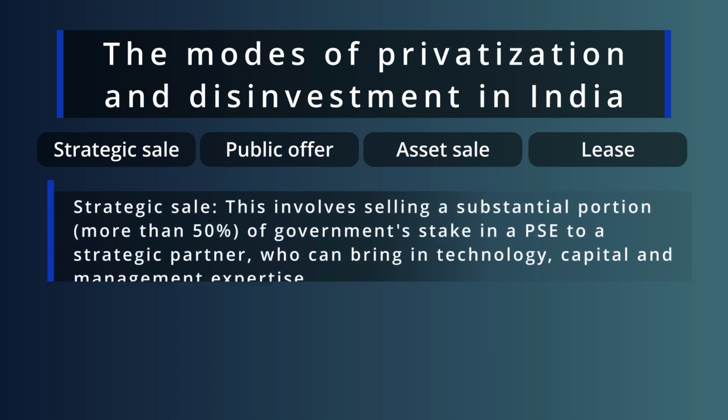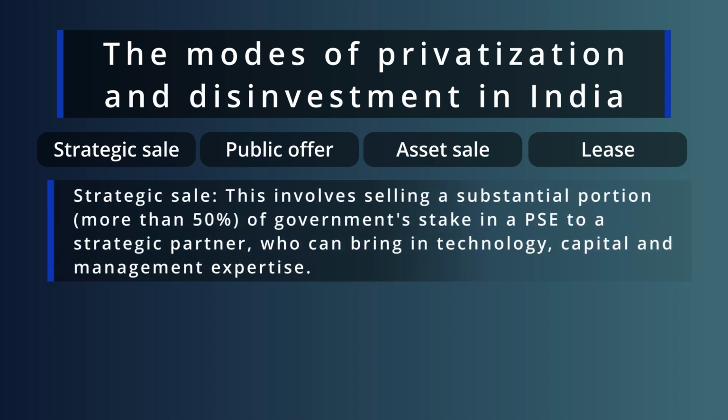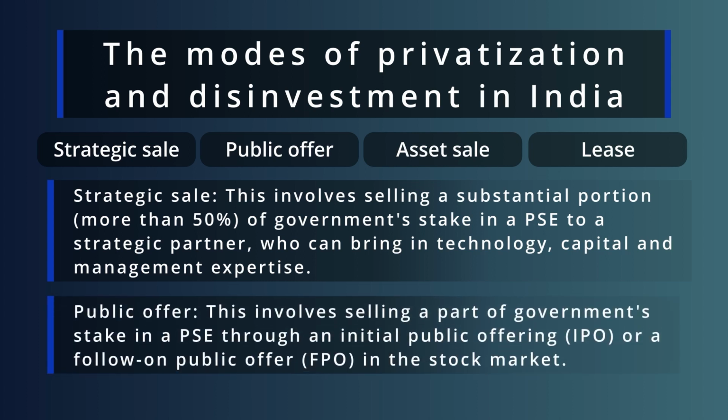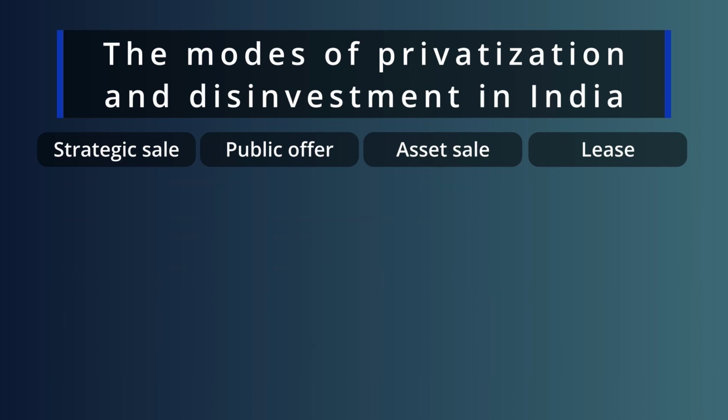A strategic sale involves the selling of a substantial portion, that is more than 50% of the government share of a public sector enterprise, to a strategic partner who can bring in technology, capital, and management expertise to improve the public sector enterprise. And another form of privatization is public offer. This involves selling a part of the government share in a public sector enterprise through an initial public offering or follow-on public offering in the stock market.